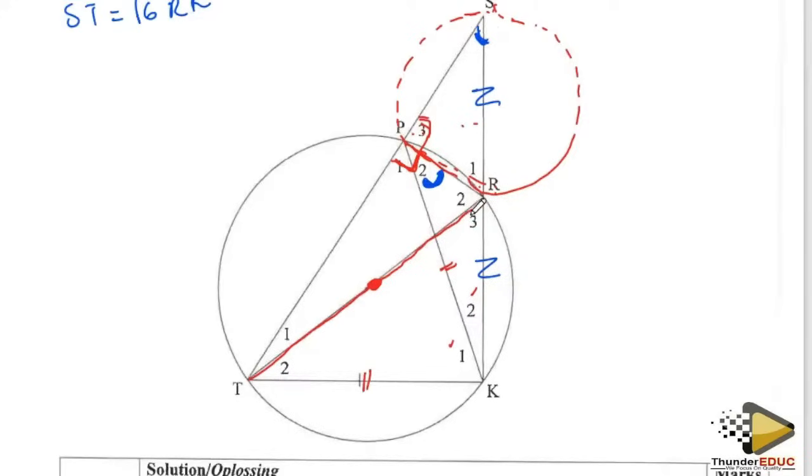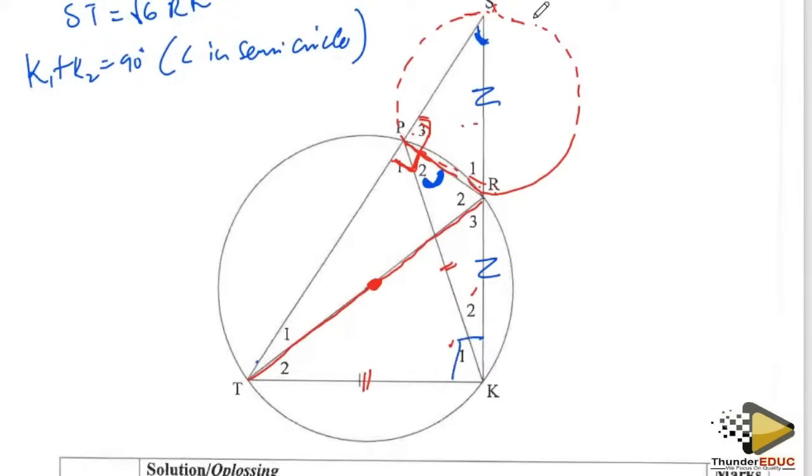So what I'm going to first of all do, since we're looking at ST, and we know that K1 plus K2 is 90 because of angle in the same circle, that's 90, then this is a right-angled triangle, and you can apply the Pythagoras theorem. We'll have ST squared is equal to TK squared plus SK squared.